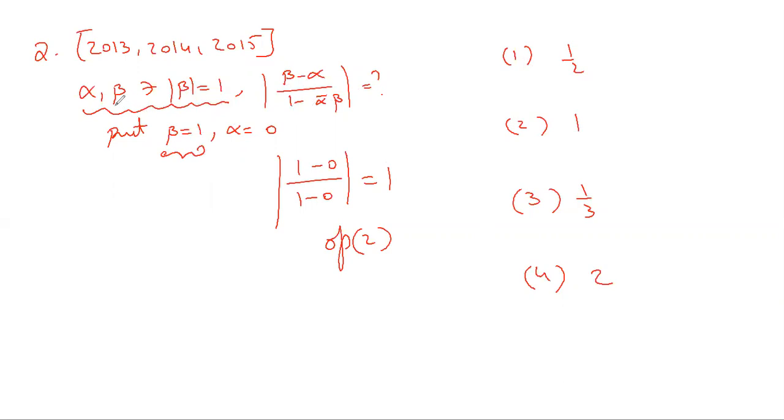Always we'll take simple numbers when we have a choice of choosing any number. For beta, we have a choice of choosing any number whose magnitude is 1. That's why we took the simple number with magnitude 1, which is 1. And alpha, we are choosing as 0. Sometimes we won't choose 0.